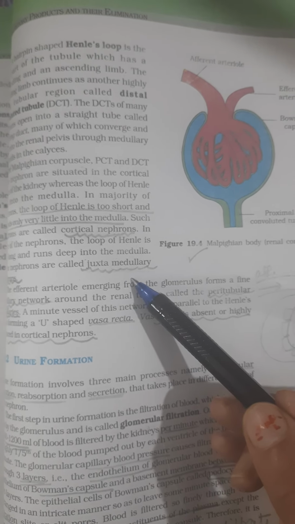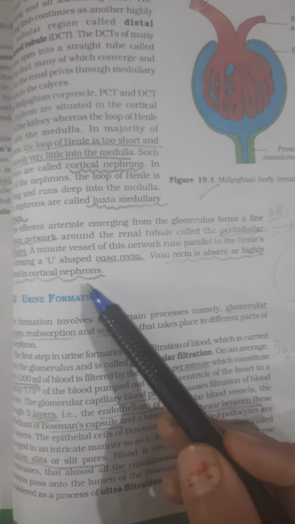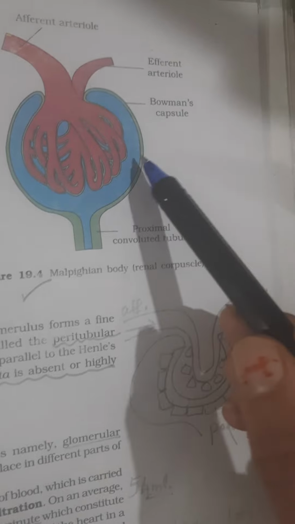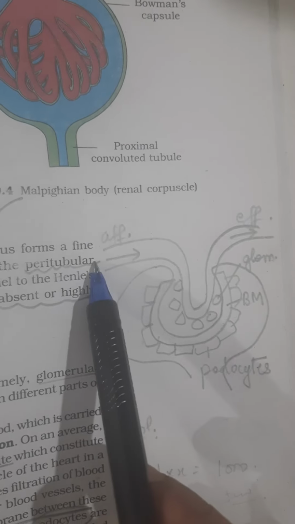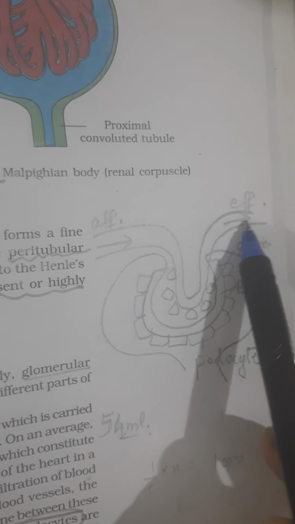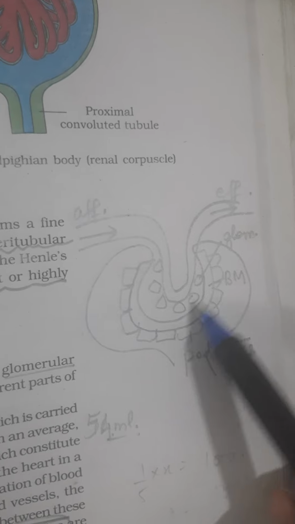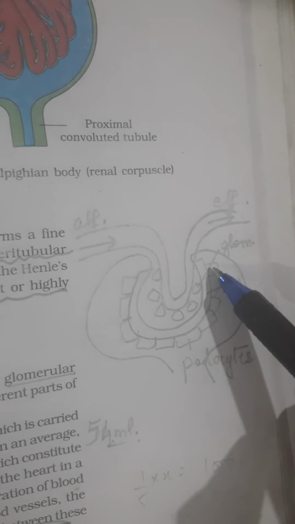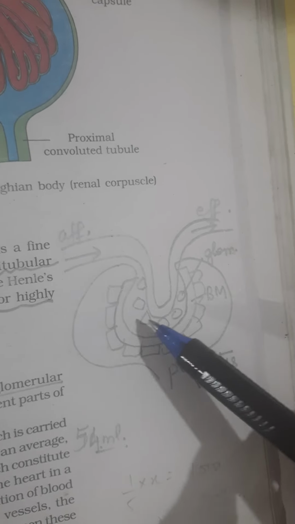Now, as the structure is clear, let us understand the process of urine formation. Again, we will go to this diagram, which is simplified here. You can see this is the afferent arteriole and this is the efferent arteriole. Then we can see the glomerulus as well as the Bowman's capsule. This is forming a three-layered structure. How three-layered? Let us see.